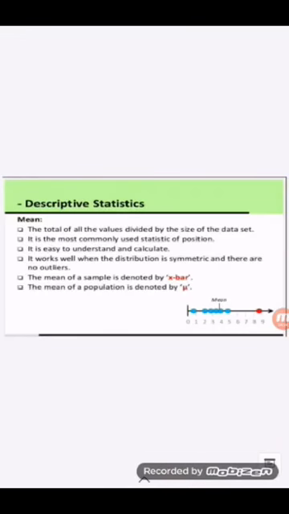Mean: the total of the values divided by the size of the data set. It is the most commonly used statistic of position. It works well when the distribution is symmetric and there are no outliers. The mean of a sample is denoted by X bar.